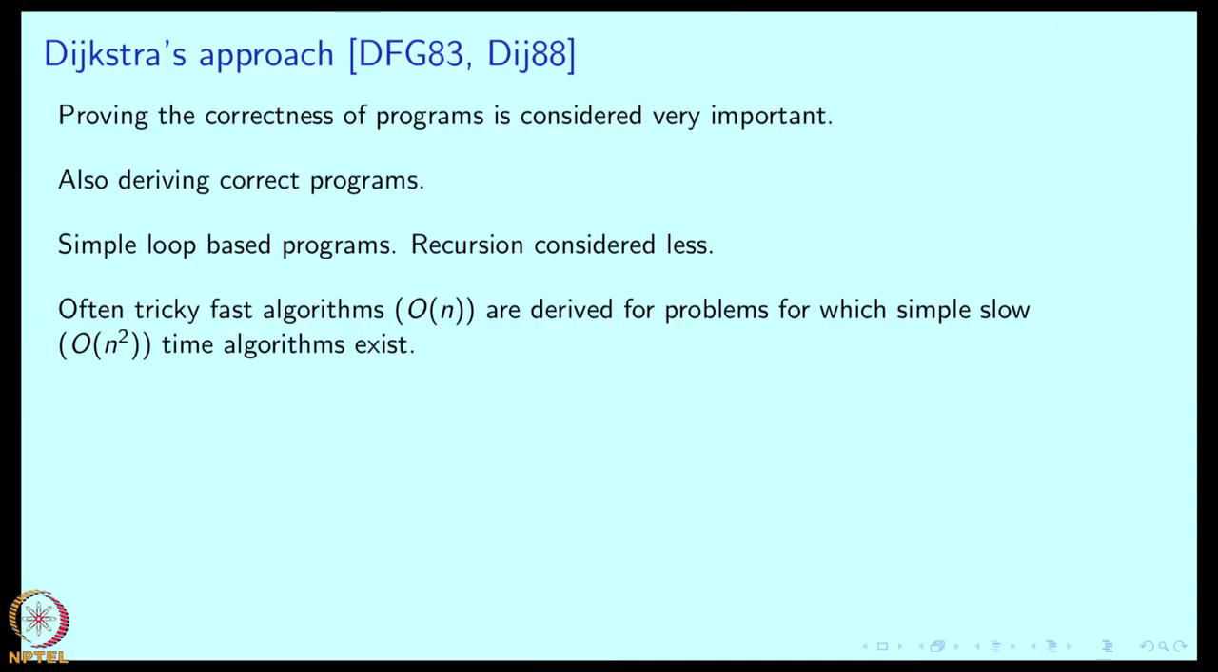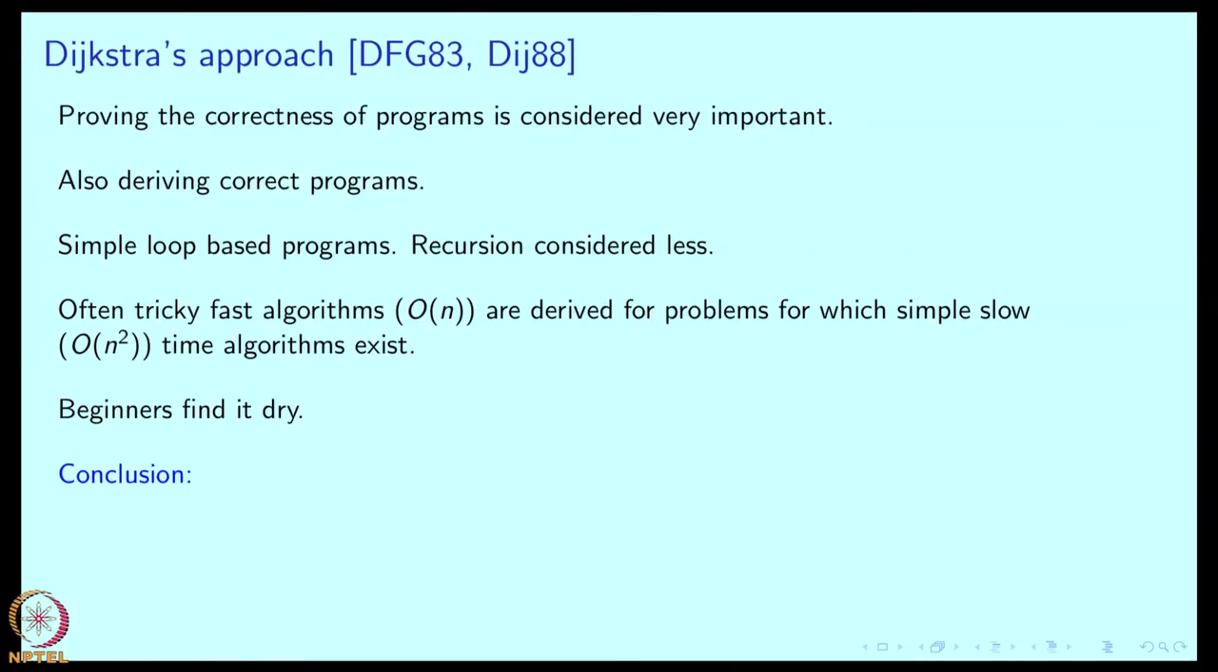This approach can be considered successful in the sense that just by reasoning in this manner and sticking to having proofs for whatever you do, you can often derive quite tricky and fast algorithms. O of n, linear time algorithms are derived for problems in which simple algorithms might give you n squared time. Unfortunately, the kind of logical manipulation that is required in this approach tends to be a little bit cumbersome, and beginners find it dry. This is probably the reason that this approach has not caught on.